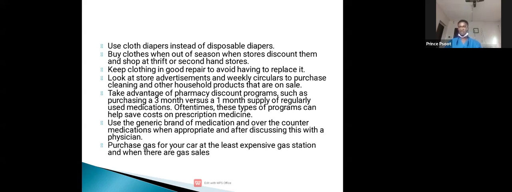Then you purchase gas for your car at a less expensive gas station, and when there are gases for sale. Why? When there are no gases for sale, when things are out of stock, remember the law of demand and supply. The higher the demand, what happens? The lesser the supply and the higher the cost. Or the lesser the supply, the higher the demand and the higher the cost. So when there's a low supply, there's always a tendency of what?